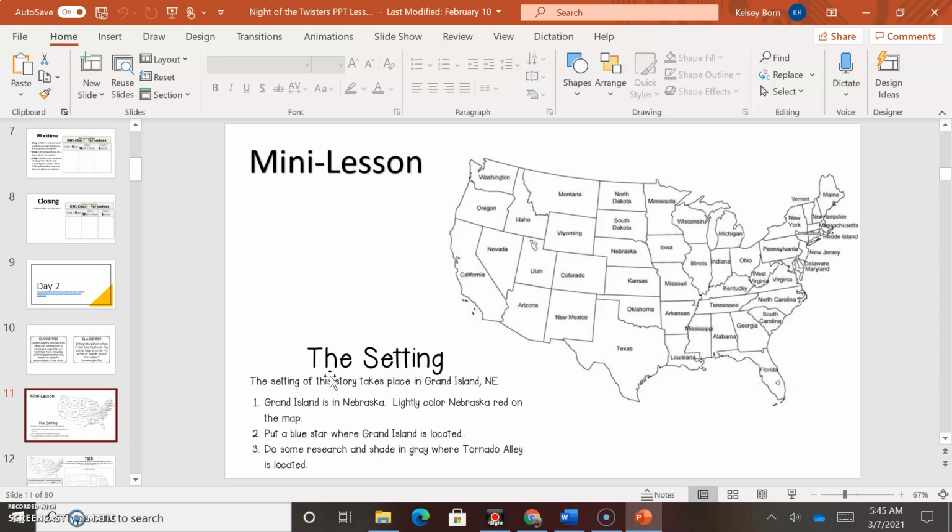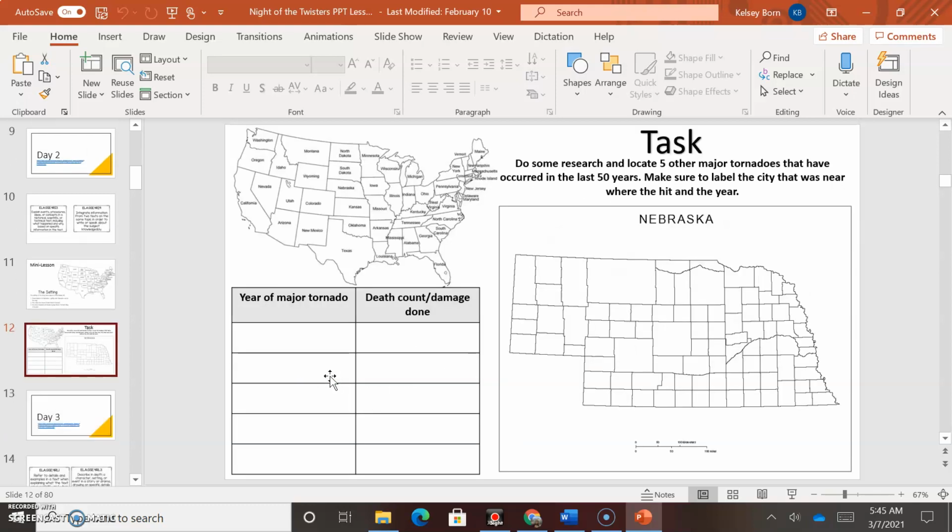And then we did some geography, the setting of the book, and a lot of my students didn't realize that tornadoes happen most frequently in the United States and North America. They thought that tornadoes happen all over the world with the same frequency, but didn't realize that they're most common here. So that was pretty interesting for my students.